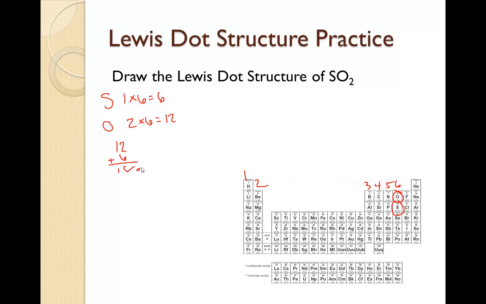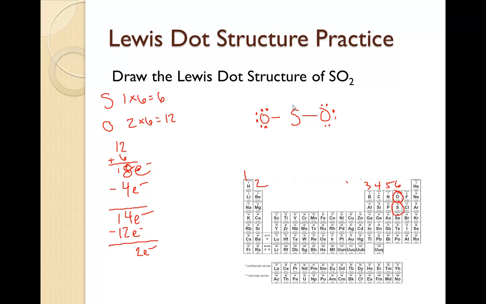So sulfur, because it's further away from fluorine, it's going to be the atom in the middle. Connect the peripheral to the middle. So we have 4 electrons used right now. That gives me 14 left to deal with. So we have 12 used up on the oxygens. I need 2 more, so I'm going to put them on the sulfur.